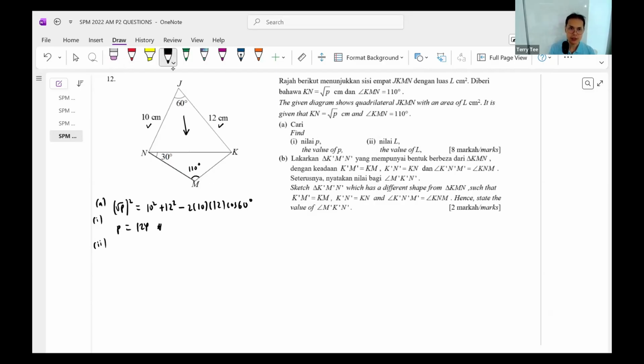Yes, I know my P here. This is square root 124. I need one more information. Either I find KM or I find angle KMN.